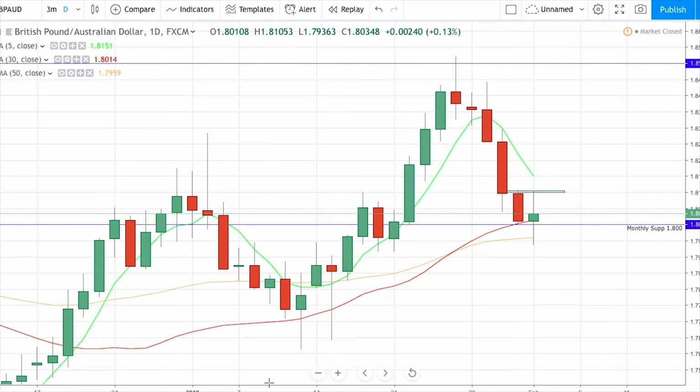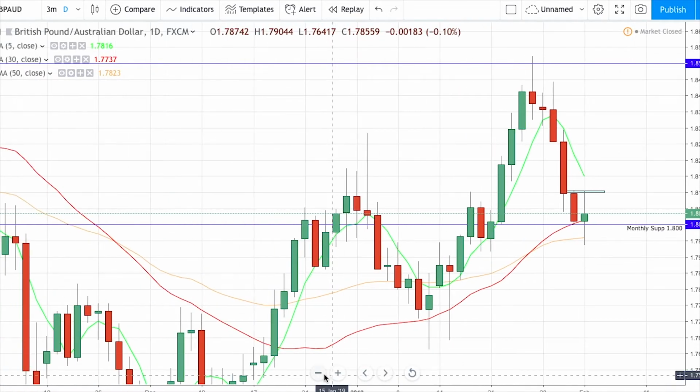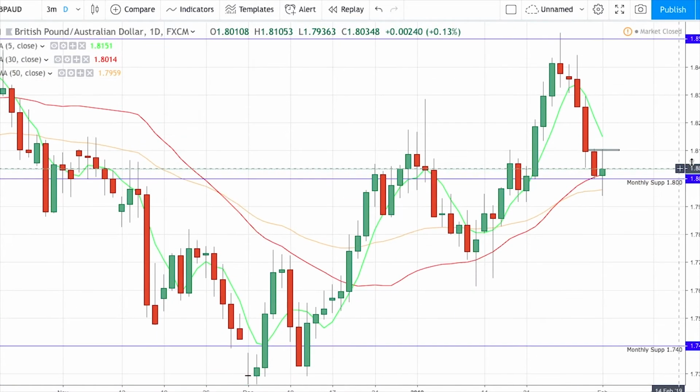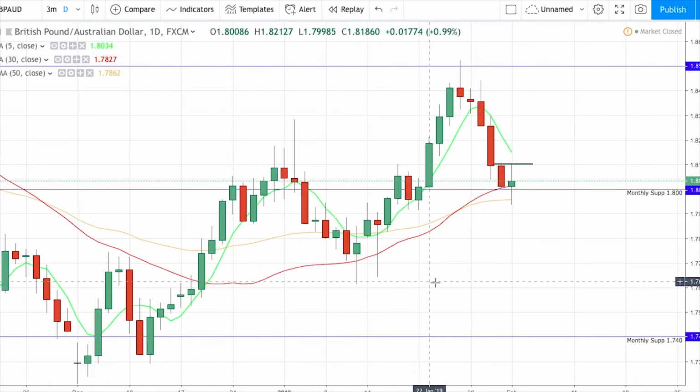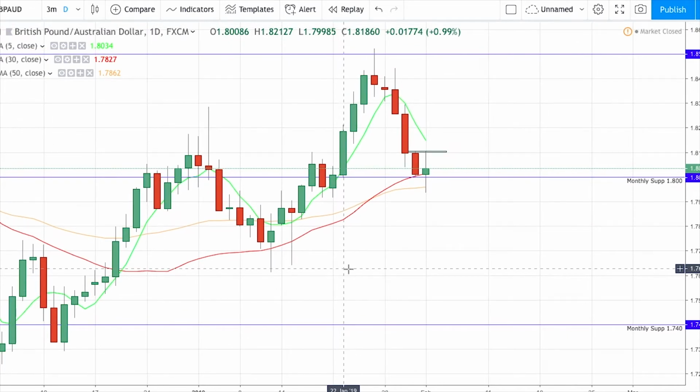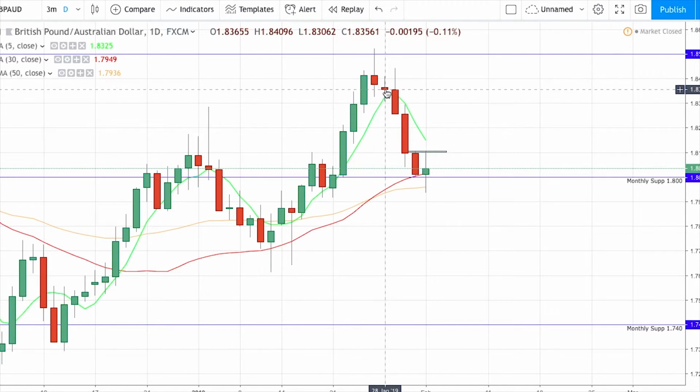Heading onto the daily time frame, we can see the retest and rejection of 1.8 a bit clearer with Friday's candle. I'll just zoom in to get some proportions here. So we had this 1.85 wick rejection here. We had 1, 2, 3, 4, 5 candles. 1.8 was then touched. We had the opportunity to break below that and the 50 EMA. Instead, price whipsawed back up and sits just above 1.8 here.